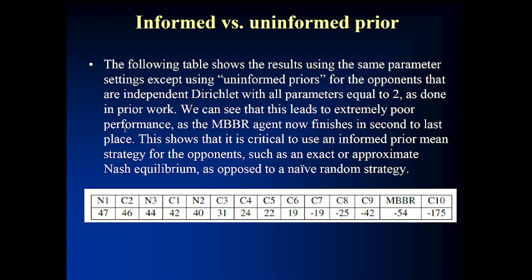Now I wanted to look and say, well, what was the effect? We used this prior that the opponents were playing near this Nash equilibrium. What if we used a totally uninformed prior? So we picked the strategy that does uniform random, that plays every action with equal probability, and then we did a Dirichlet distribution with that as the mean. So basically uniform random and sample strategies around there. And actually, this leads to extremely poor performance. We came in 2nd to last place if we did that. So it shows that it is quite important to have a reasonably informed prior distribution.